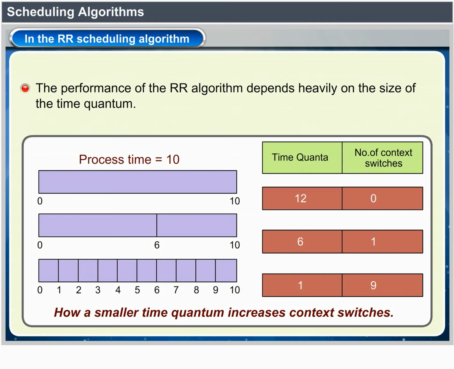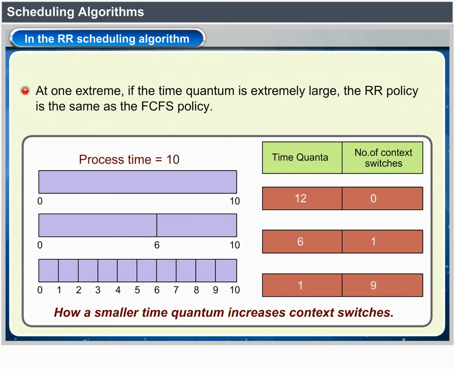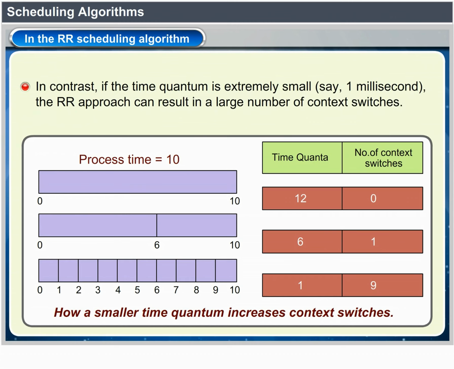At one extreme, if the time quantum is extremely large, the RR policy is the same as the FCFS policy. In contrast, if the time quantum is extremely small, say 1 millisecond, the RR approach can result in a large number of context switches.